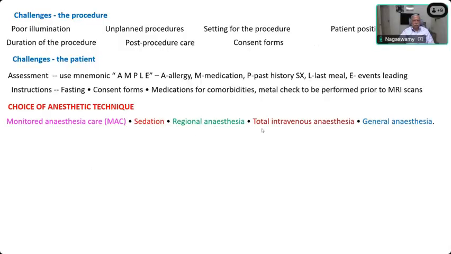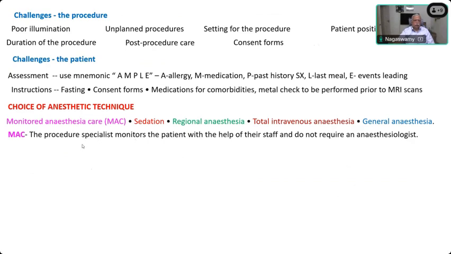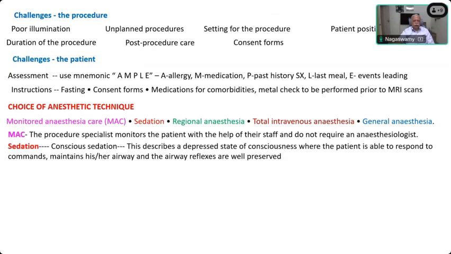Sedation, regional anesthesia, TIVA, or general anesthesia. These are all the choices. In monitored anesthesia care, the procedure specialists monitor the patient with the help of their staff. So normally an anesthesiologist is not required because the patient is almost fully conscious with very mild sedation, and he will be able to maintain his airway, and he will be able to respond to the calls also. So that is the monitored anesthesia care.